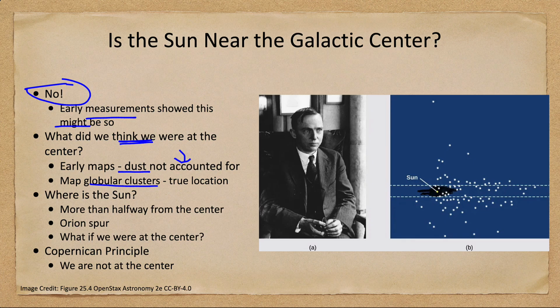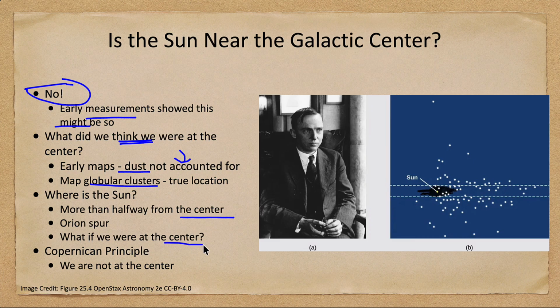The globular cluster distribution shows that really we are far from the center, if we can assume that the globular clusters are distributed in a roughly spherical manner around our galaxy. That would tell us that we are not at the center, but actually well away from the center. And in fact, we would not want to be near the center. The center is a very inhospitable place.